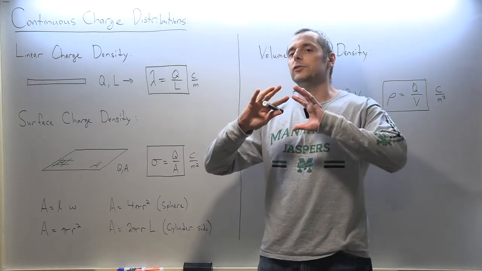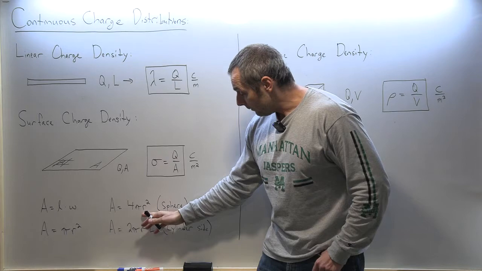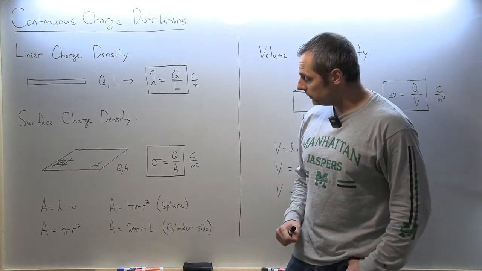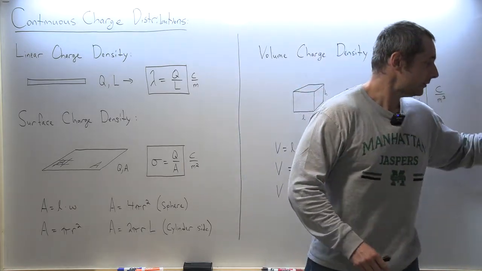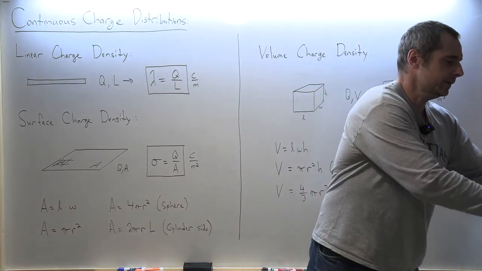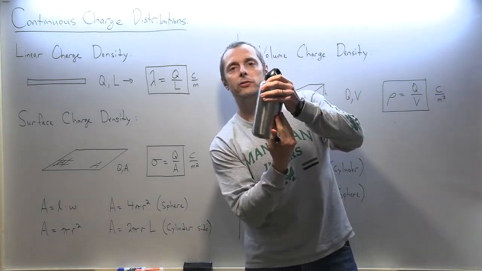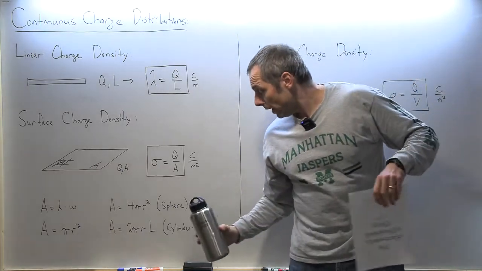If you take charge and spread it on the outside of a basketball, then the area that the charge is spread over is 4 pi r squared, the surface area of a sphere. Or if you have a cylinder, well, I guess I got a cylinder here, right? So on the outside here, it's 2 pi RL.